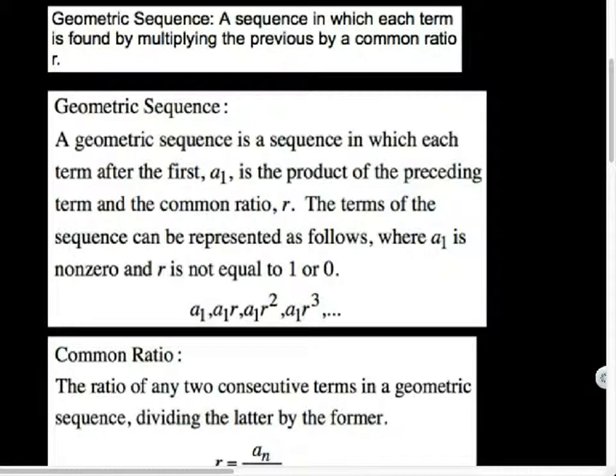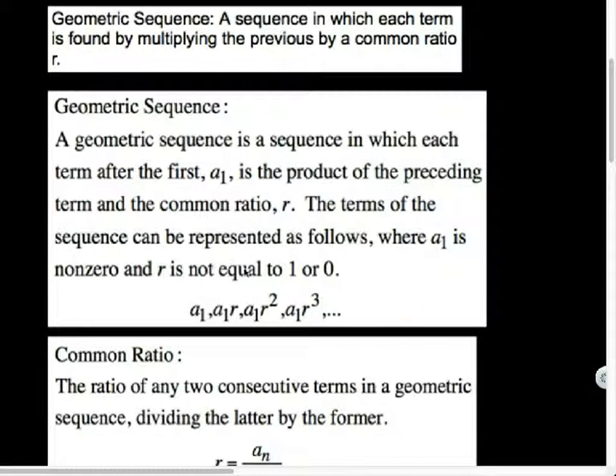Now, question in general, why would it be uninteresting if a sub 1 was 0? Yeah, the whole list would just be all zeros, and I wouldn't necessarily call that geometric. That would just be like 0. That'd be lame.